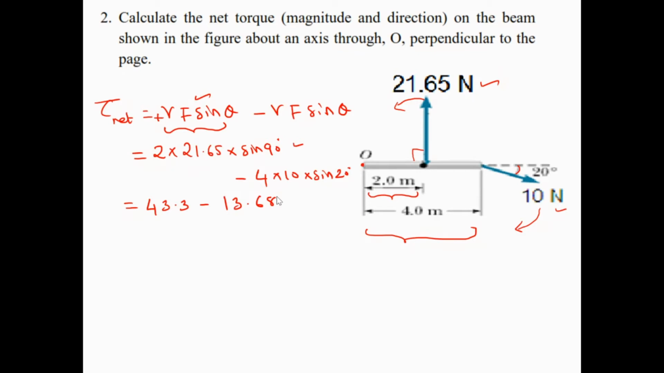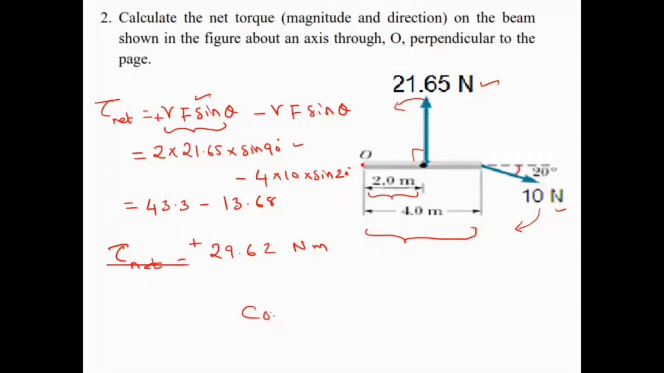So 43.3 minus 13.68 gives the value of 29.62. So what is the net torque based on the two forces? The net torque for this diagram, for both forces 21.65 Newton and 10 Newton, we got 29.62. What's the unit? It's Newton meter. But we have to find the direction also, because here the answer for the net torque is positive. So the torque here has the direction counterclockwise.